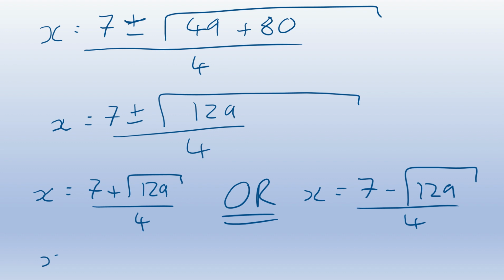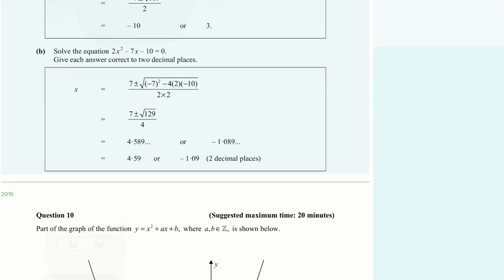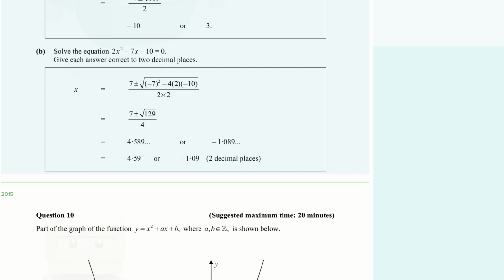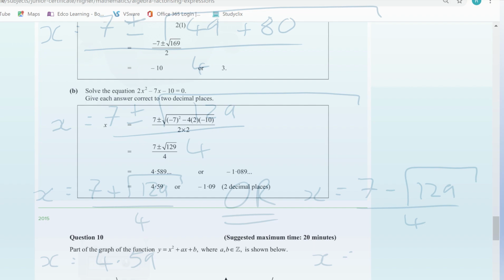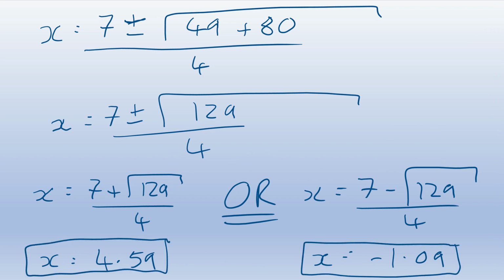Now if I put those two things into my calculator, I'm going to get two answers, and I'm just going to go to my marking scheme for a minute. This is what my marking scheme looks like, just the B part here in the middle. So x is equal to 4.59. Let's go back here. x is equal to 4.59, or what did I say the other one was? Minus 1.09. Minus 1.09. So we've got our two answers. We've got them correct to two decimal places.